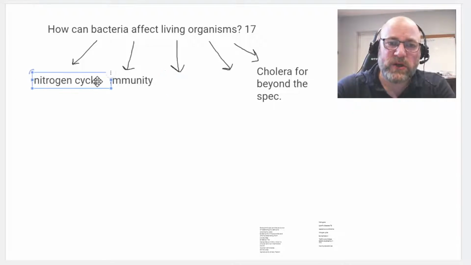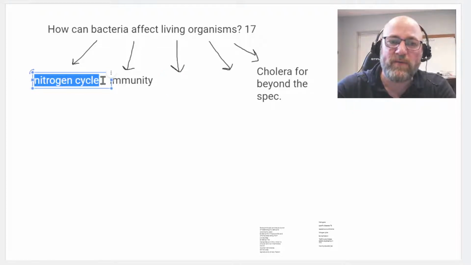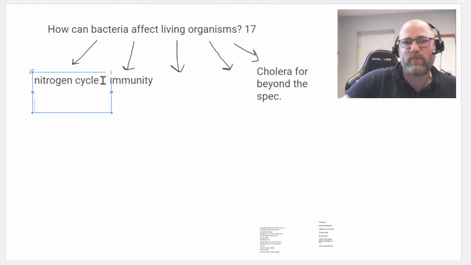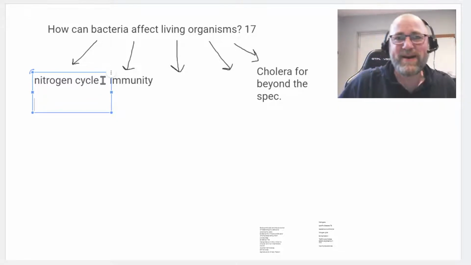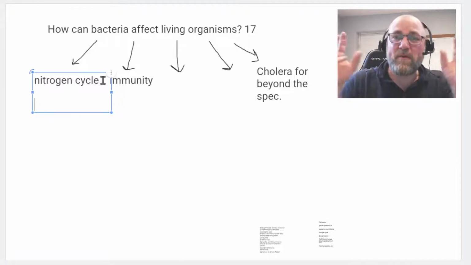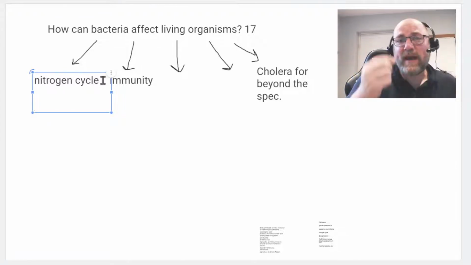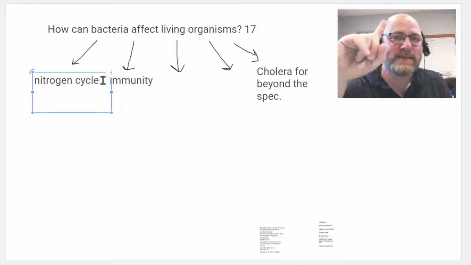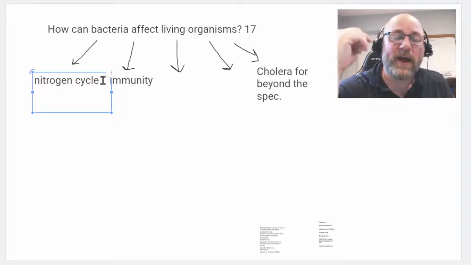Obviously, in the nitrogen cycle, it would really help if you can remember your Nitrobacter, your Azotobacter, Rhizobium, all of that. If you can remember the names and what each one does. If you can't, don't worry, they're not going to punish you for one mistake.